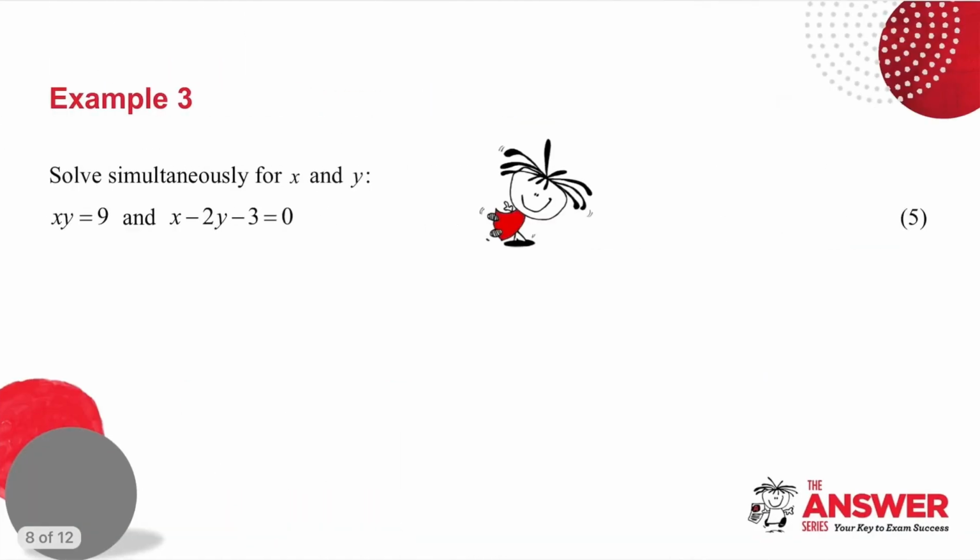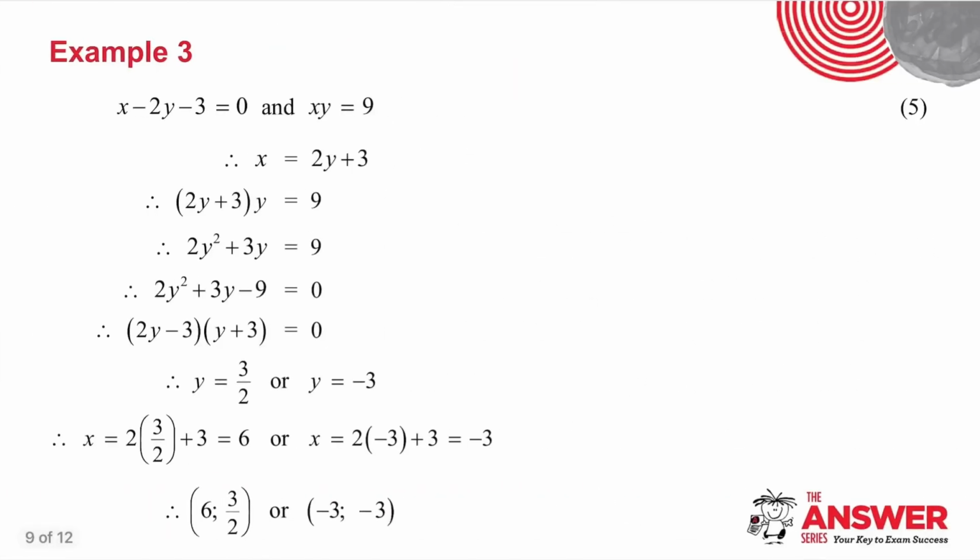Example number 3 is a simultaneous equation. I want you to pause the video. I want you to try this, and then we'll look at it together. I take the linear equation. I always want to avoid fractions if I can, so I make x the subject of the formula, and x is equal to 2y plus 3.